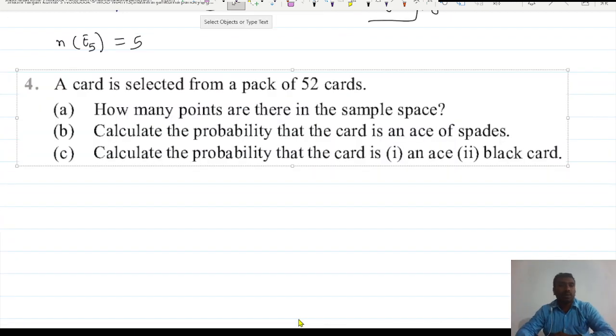Okay, so in this question number 4, it is given that a card is selected from a pack of 52 cards. How many points are there in the sample space? Hopefully you know, first of all, in a well-shuffled pack of cards, there are a total of 52 cards, right?